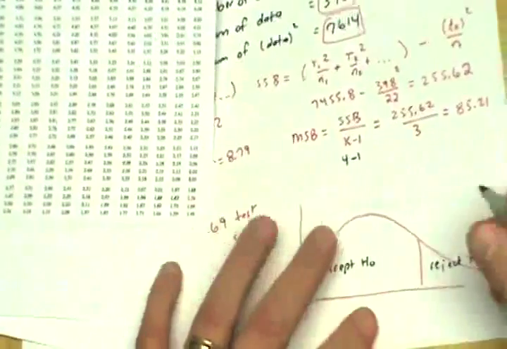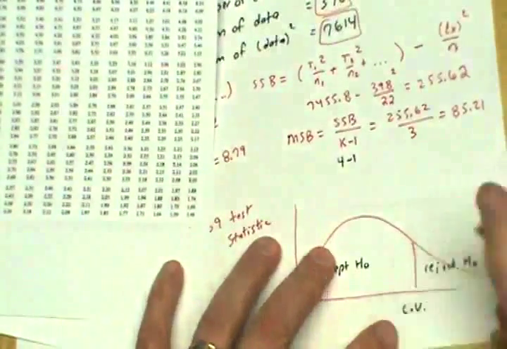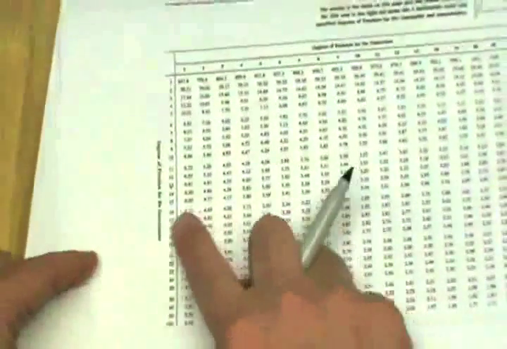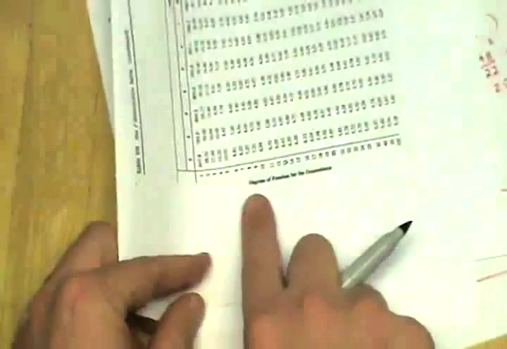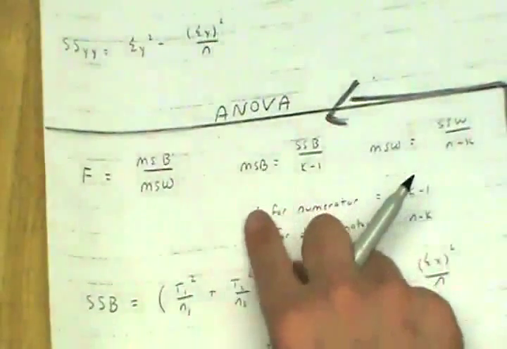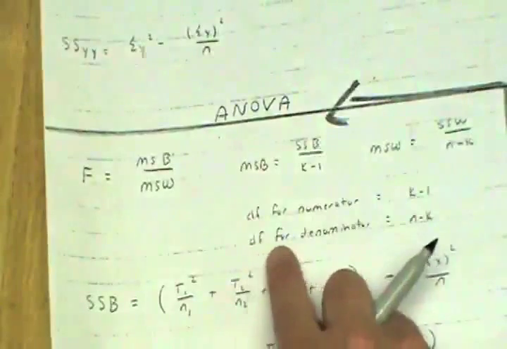We need to find this critical value so that I can determine if we accept or reject. If you notice in the table, it says degrees of freedom for the numerator on the top, and on the side, if you look sideways, it says degrees of freedom for the denominator. So I need those values. I put those in the cheat sheet here. Degrees of freedom for the numerator is k minus 1, and for the denominator is n minus k.